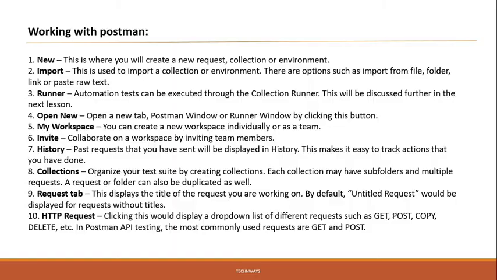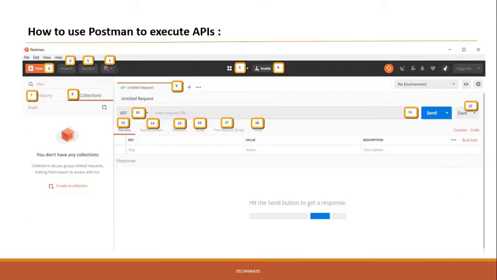So collection. Okay, so where is that? Invite, history. History is the seventh number, you can see the history here. History means whatever you are executing here in the API window, a history gets created automatically, so you can just track the history here.